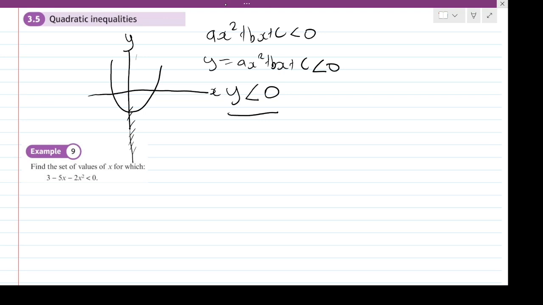So where's that going to be in this example? When it's below the x-axis, when y is negative, it's going to be this region here, isn't it? That's below the x-axis, when y is negative. So that is the region we're interested in.